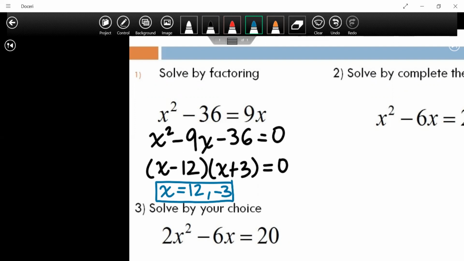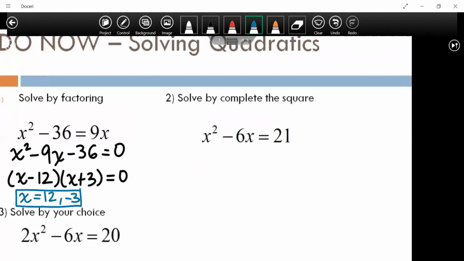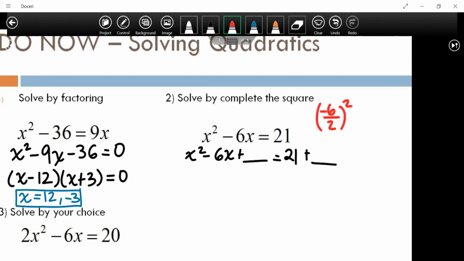Okay. The one to the right, by completing the square, I'm going to go ahead and leave a little space out for it. Plus a space, 21, plus a space. Whatever we do to one side, we have to make sure we do to the other. We're going to take our b term, negative 6, divide that by 2 and square it. Negative 6 divided by 2 squared is 9. So we're going to add 9 to one side. We have to add 9 to the other.